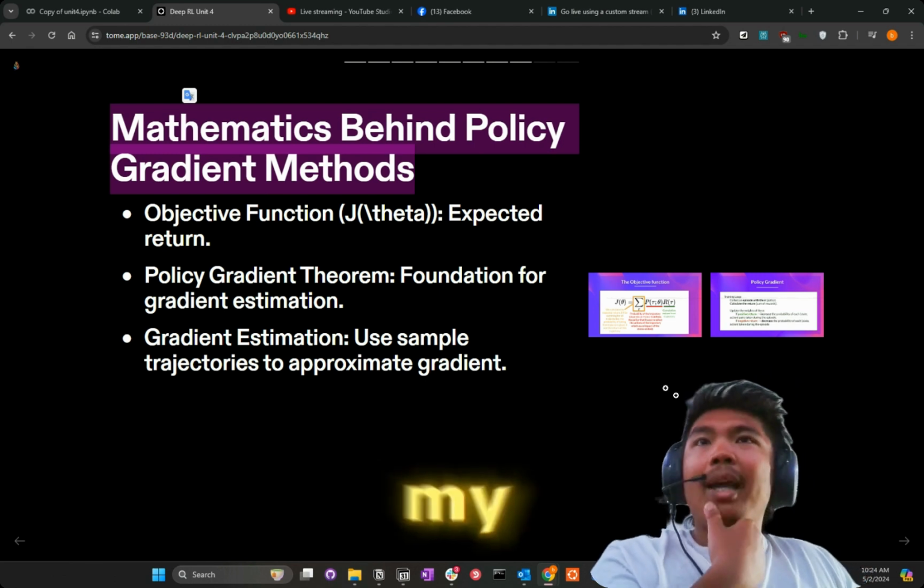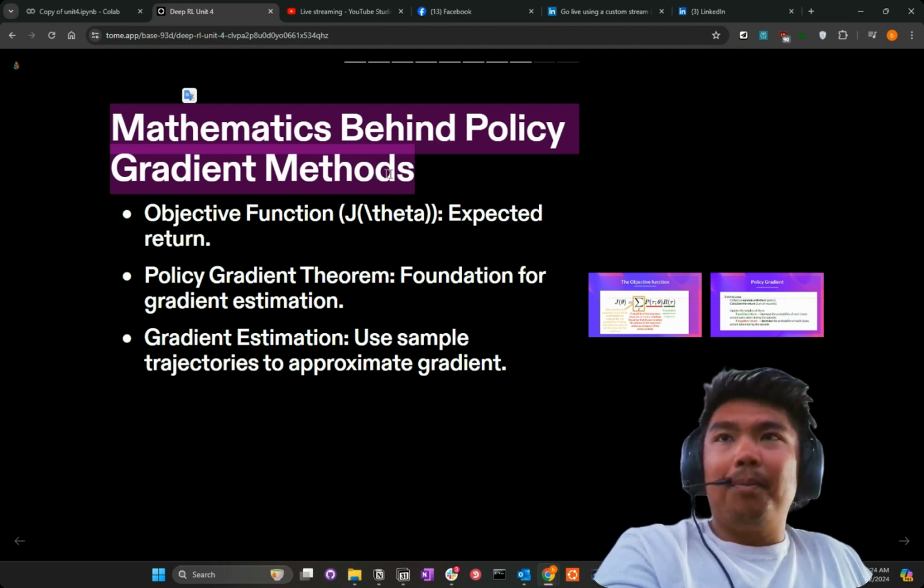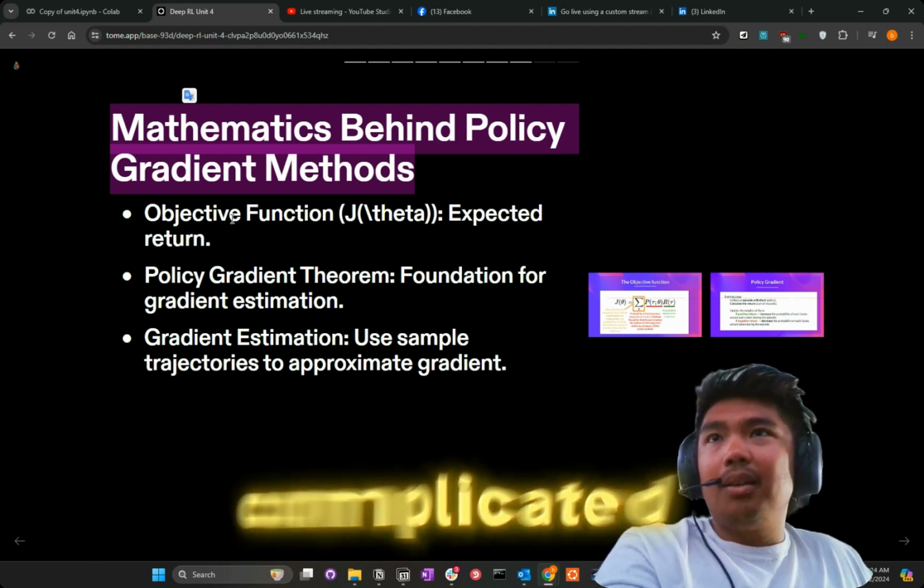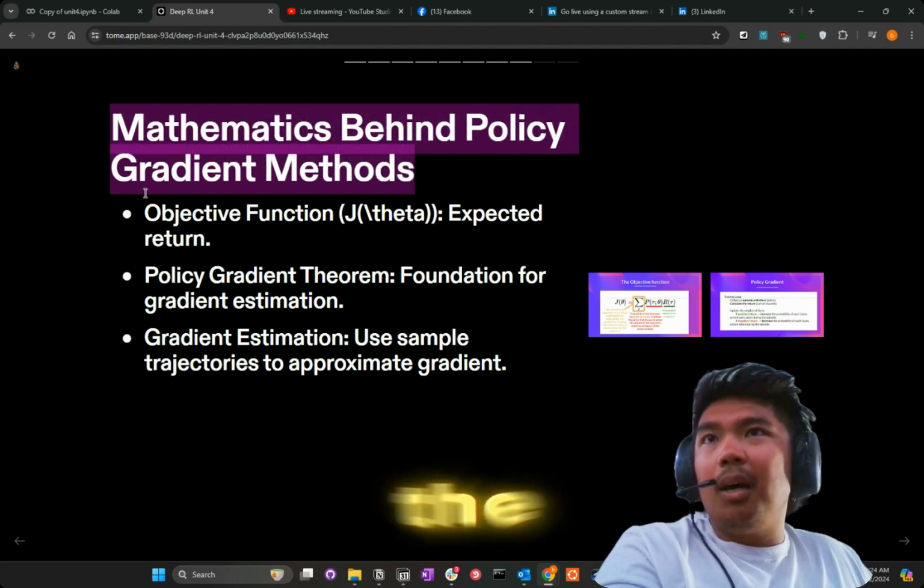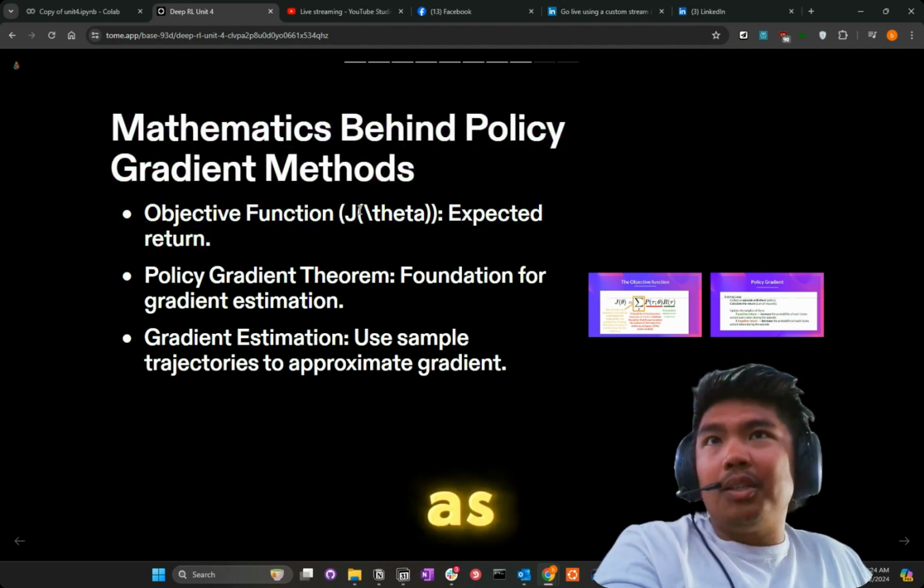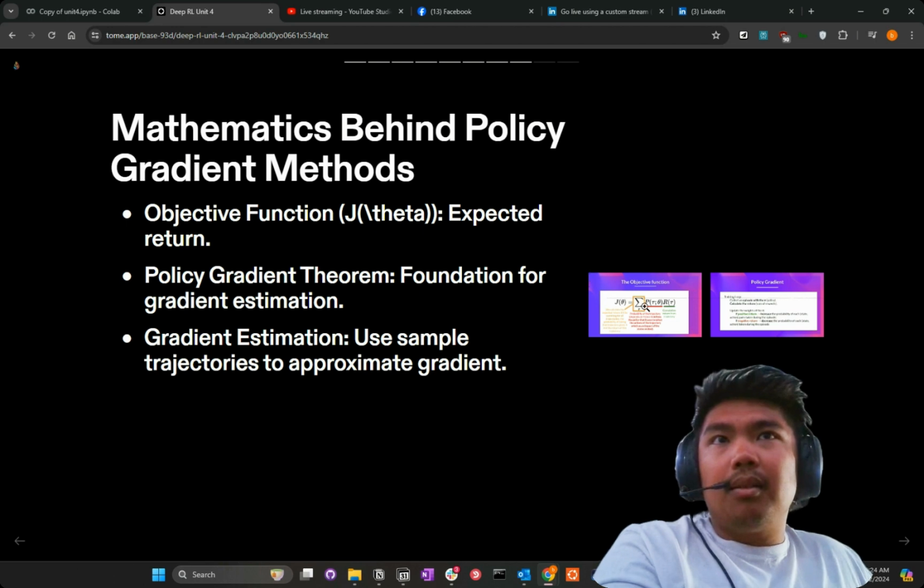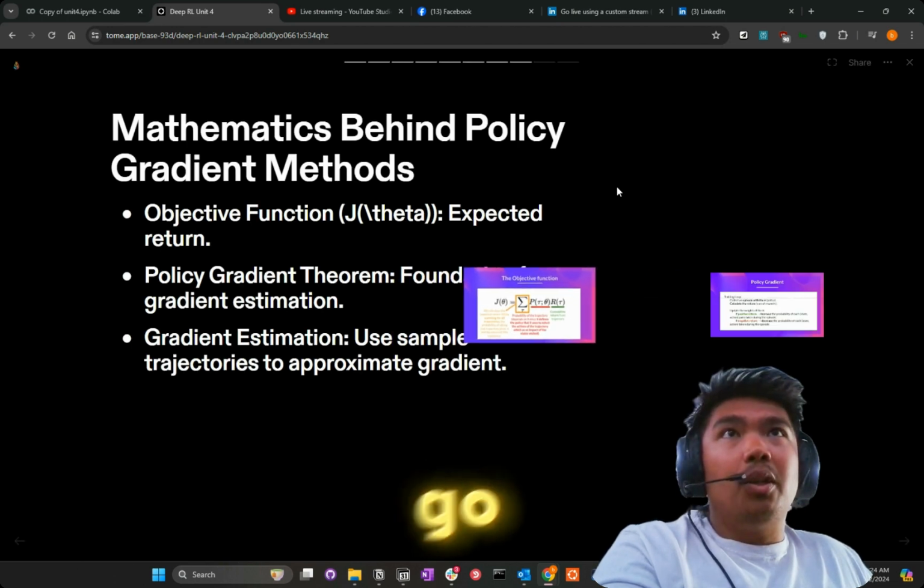This is where my knowledge starts to wane thin because it gets a little complicated. We have this idea of the objective function, which is the expected return, and it's notated as J of theta. I don't know why it's so small. Let me go get a bigger picture.